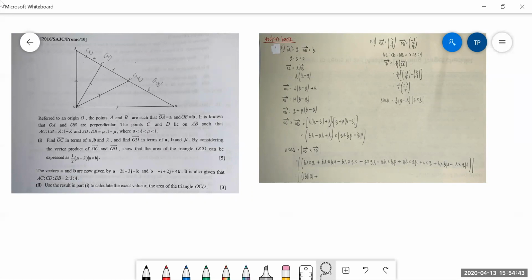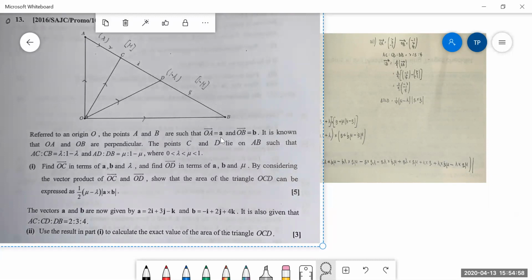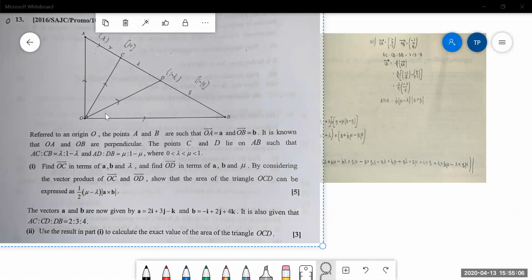Okay, which part do you need help with? Everything? Both, yeah. Okay, let's take a look. Refer to an origin. The points A and B are such that OA is a and OB is b. B is over here. And it's known that OA and OB are perpendicular. Okay, cool. C and D lie on AB, here and here.